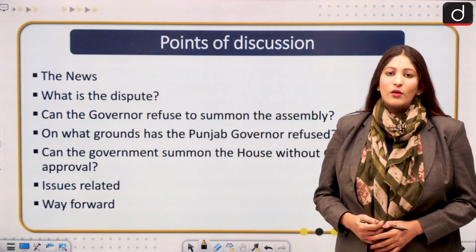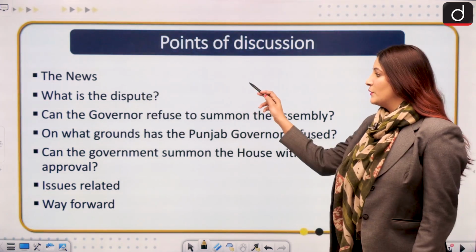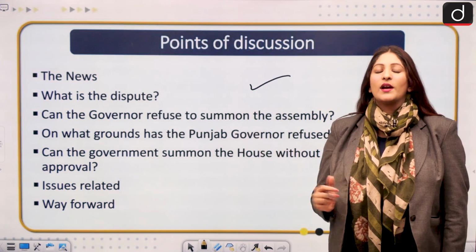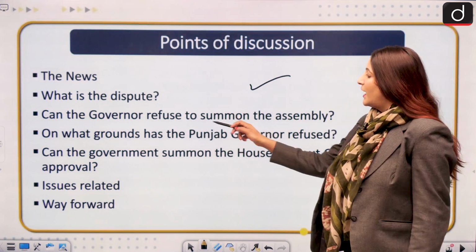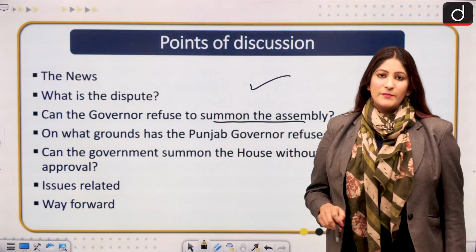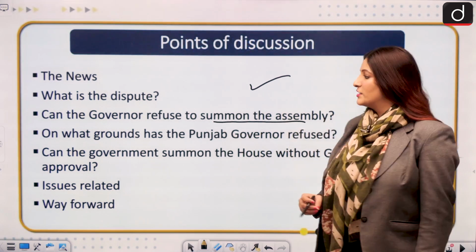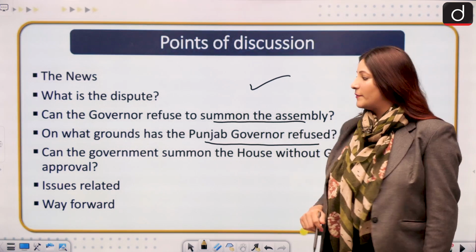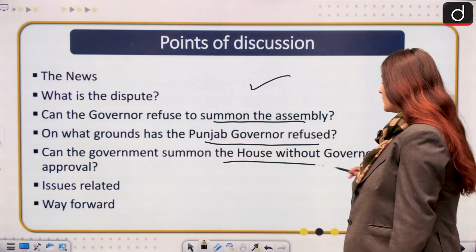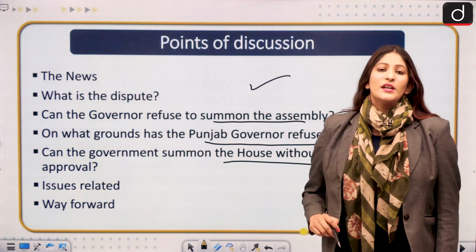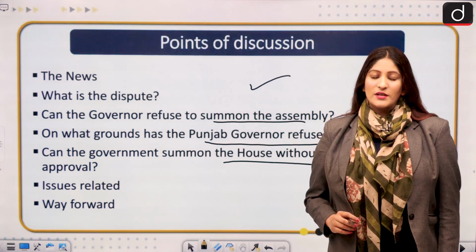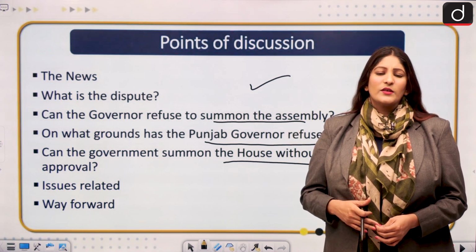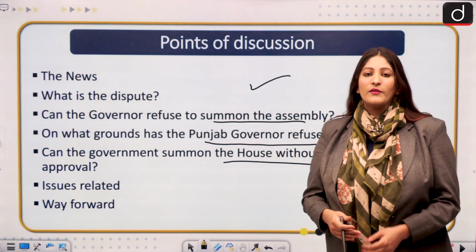First of all, we are of course going to pay attention to what the news is, what the dispute is because of which we are discussing today's topic. Can the governor refuse to summon the assembly? What are the articles of the Constitution? On what grounds has the Punjab governor refused to call the assembly? Can the government summon the house without the governor's approval? Issues related to the post of governor, as in why there is always some sort of dispute with respect to the position of governor and the CM, and the way forward.